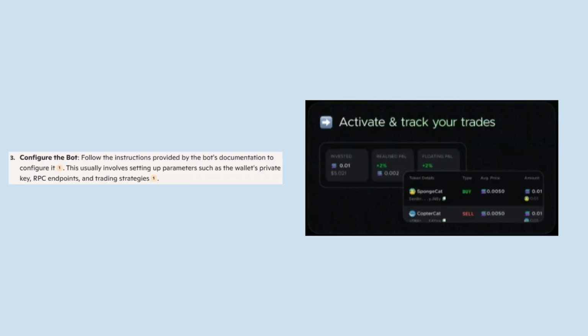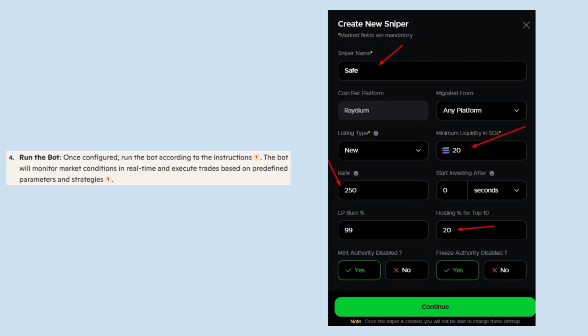Next, follow the instructions provided by the bot's documentation to configure it. This usually involves setting up parameters such as the wallet's private key, RPC endpoints, and trading strategies. Once configured, run the bot according to the instructions.